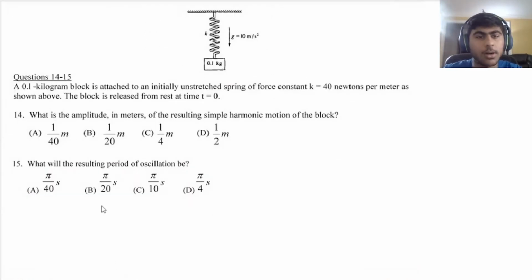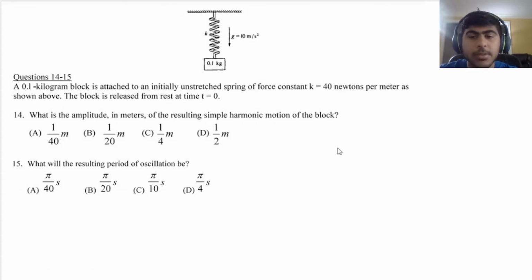Move on. A 0.1 kilogram block is attached to an initially unstretched spring of force constant k equals 40 newtons per meter as shown above. The block is released from time t equals 0. So they're asking us the amplitude of the resulting simple harmonic motion of the block. So let's figure out its maximum displacement, right? So at the maximum displacement, let's call that d.